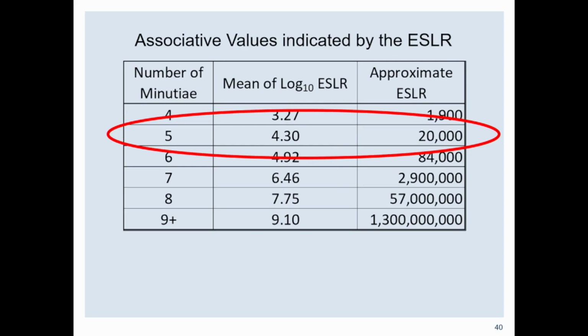So those are the values that we'd expect. Here we've got 5 minutiae. We have an approximate ESLR for that of 20,000, which means that the amount of associative value we have is about the same as an event that would occur 1 in 20,000 times. It's a significantly high associative value. And at 1900, I could say, okay, well, maybe that's not worth going after. But if we have the opportunity to get a type of associative evidence that is equivalent to finding something 1 in 20,000 times, why aren't we doing it?